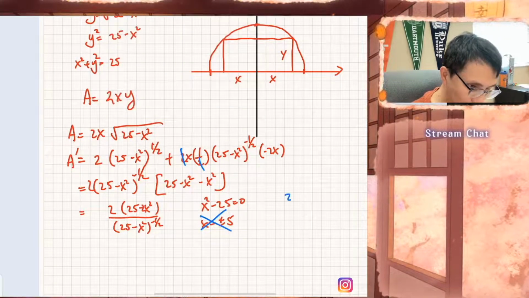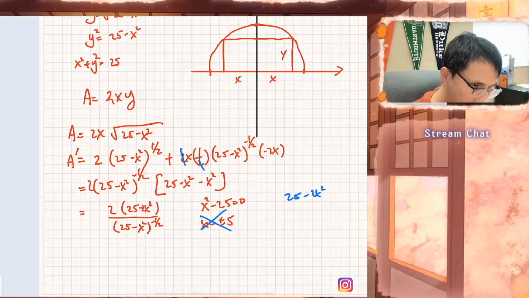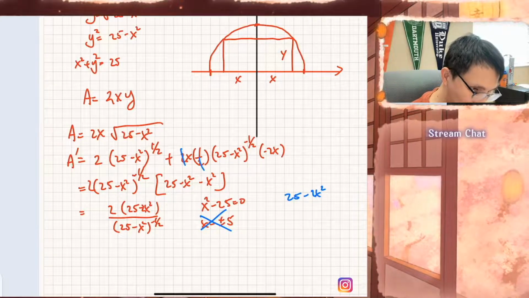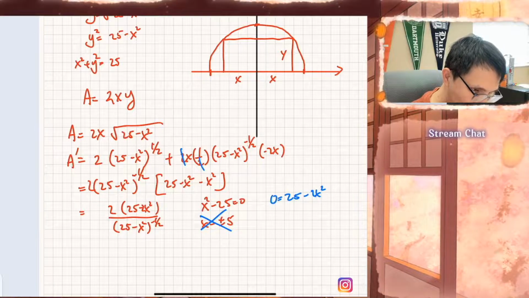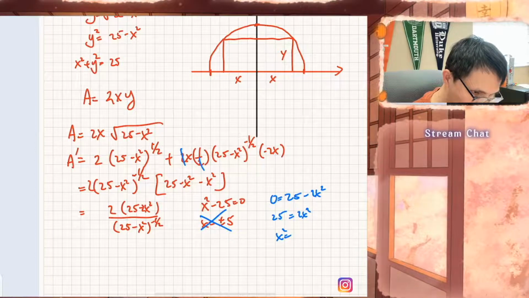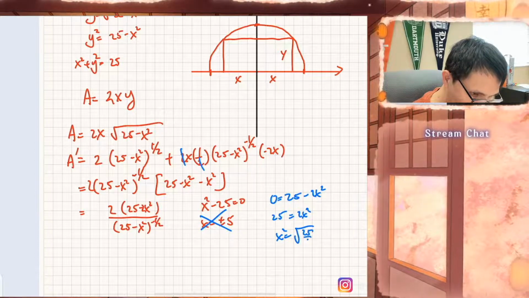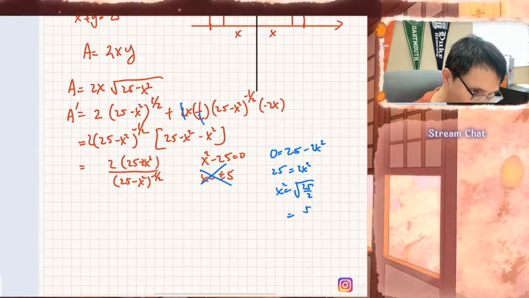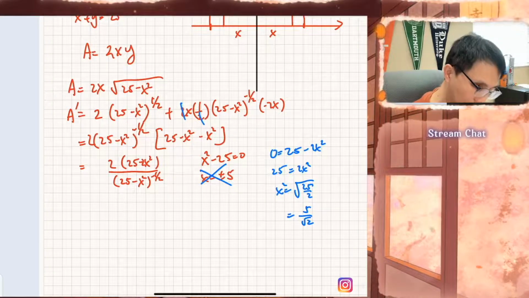So you're going to set 25 minus 2x squared. If I take a derivative of that, or if I set it equal to 0, so that's 25 equal to 2x squared. X squared equal to 25 over 2, so x is 5 over square root 2, plus minus.